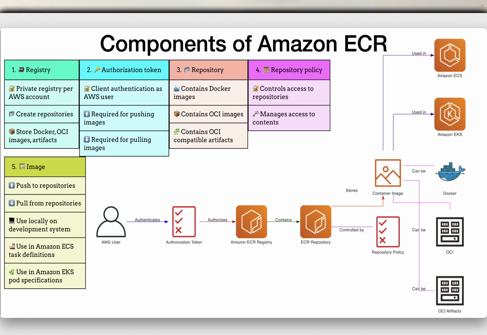You can use these images locally on your development system, or you can use them in Amazon ECS, Elastic Container Service, ECS task definitions, and Amazon EKS, Elastic Kubernetes Service pod specifications. So I think it should be clear, but there are two major components. One is the registry, which you get by default in every AWS account. There's only one. And under that you have repositories, for let's say every project, or you can create as many repositories as you want based on your business needs.